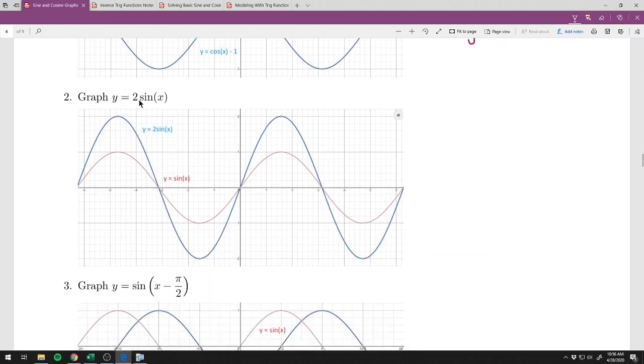If we change the amplitude, here I'm multiplying y equals sine of x by 2. It really makes it twice as steep. It goes up to 2 and down to negative 2. And you can see that, combining the midline and going up to the top here, our amplitude is 2. One way to think about amplitude is it's twice as tall because we're multiplying it by 2.